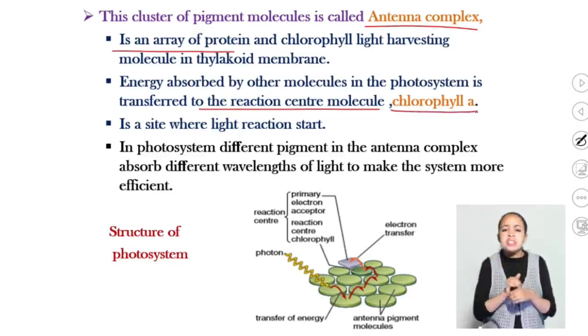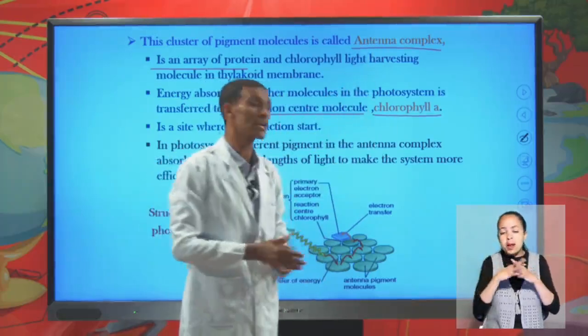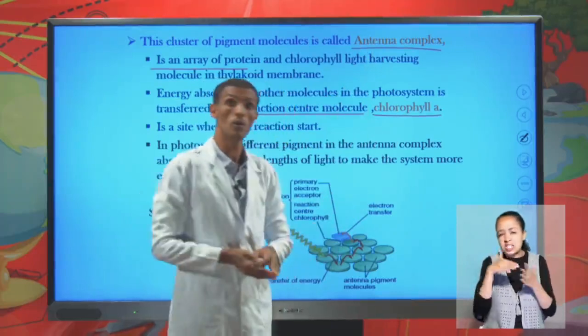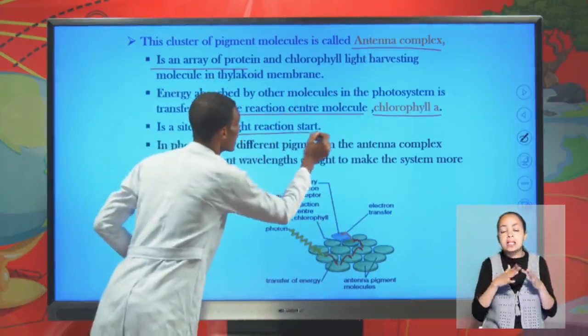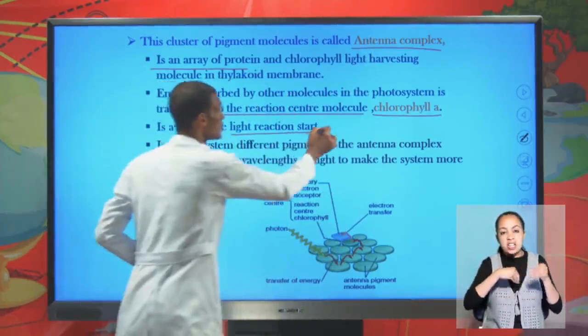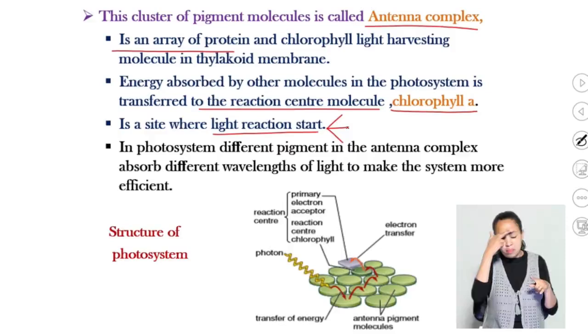An energy captured by different antenna complexes is transferred to this reaction center molecule. In here, the reaction center molecule, or chlorophyll A, is the place where the light dependent reaction starts. The activity, or some reactions that take place in light dependent reaction, take place in here.